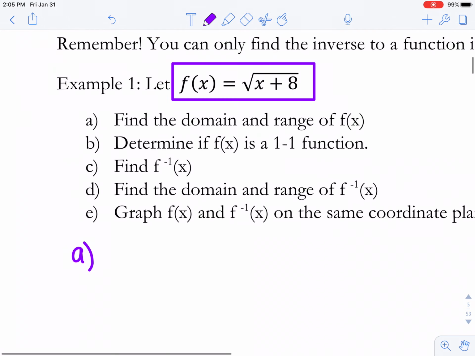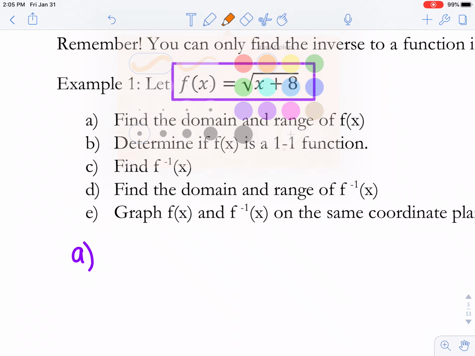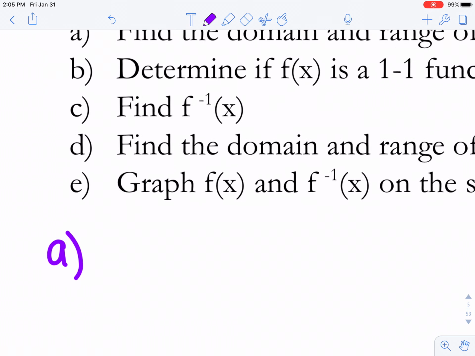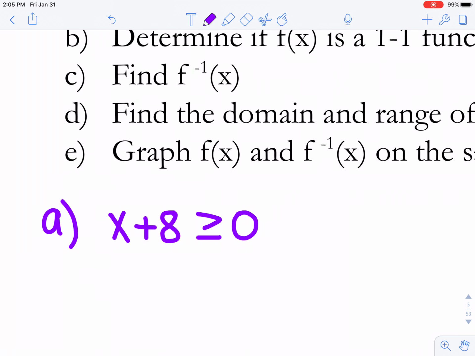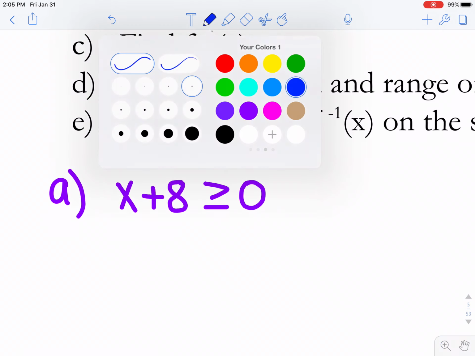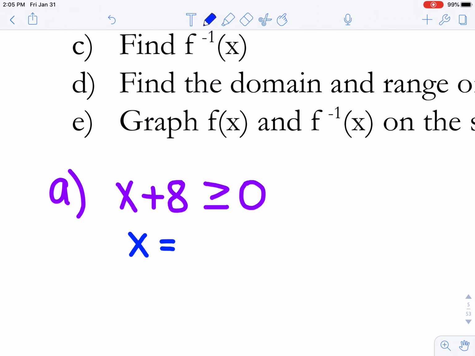For all square root functions, the inside has to be positive. So we take the inside and we say, it's got to be positive. Positive means greater than or equal to 0. So subtract over that 8 and we get x, oopsies, is greater than or equal to -8.